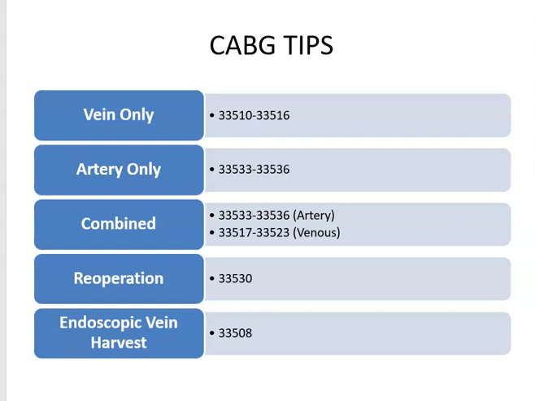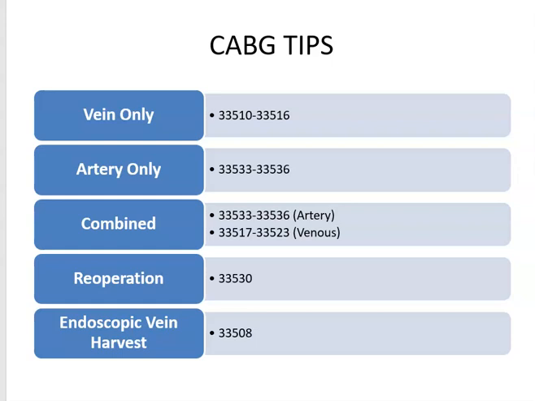Okay, so the tricky part here is identifying in the report what was used for the graft. Was it a vein? Was it an artery? Was it both? And then you code it accordingly.